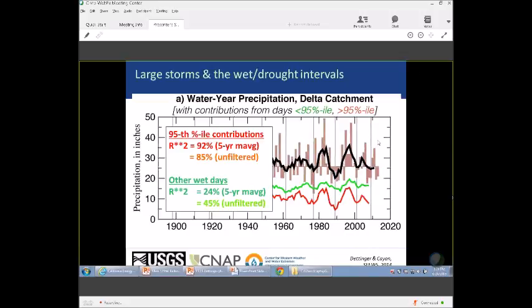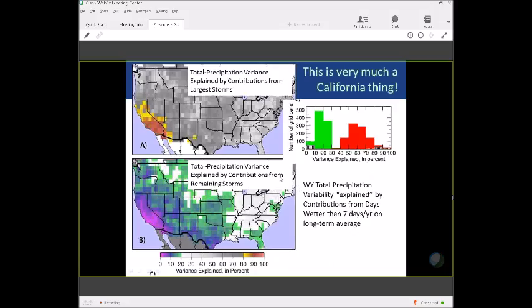And the other wet days, the statistics are shown down below, are much less. What this is saying is that in California, our year-to-year and multi-year precipitation variation is very much dictated by, and really reflects, what happens each year with our wettest days, with the largest storms. And this is very much a California thing. Like so many things that we've been looking at, when you start to look at the variability of California precipitation, it's a standout.